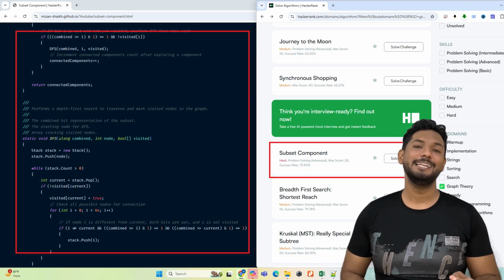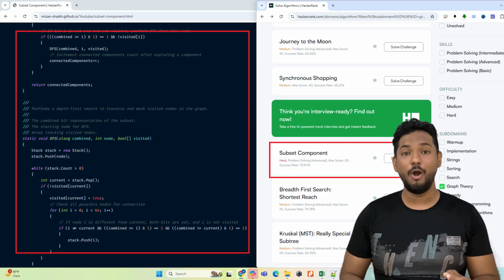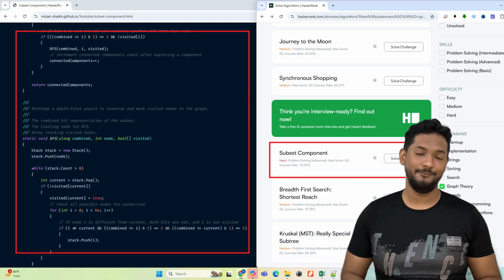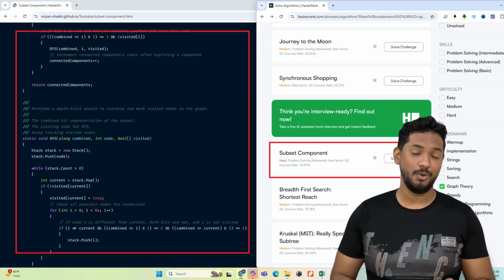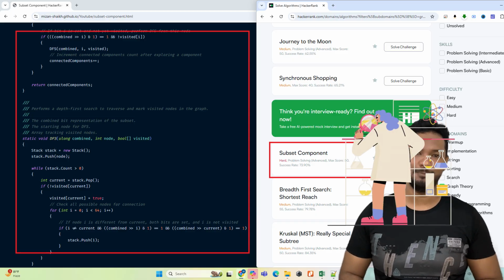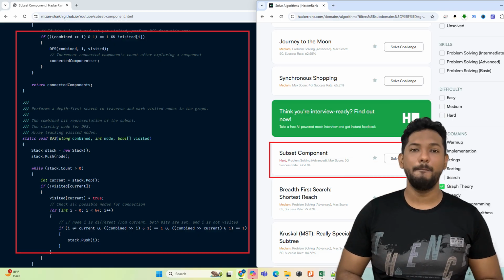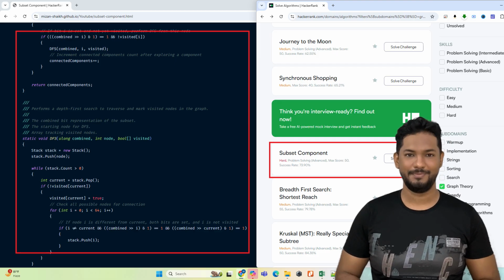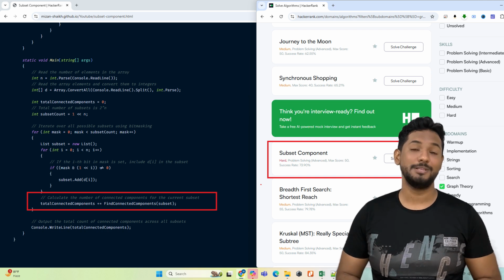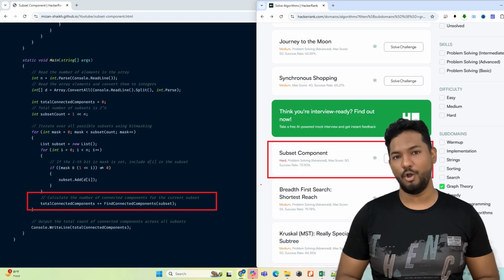And number 4, find connected components. With our combined representation, we can now determine how many connected components exist. For each bit that is set, we check if there are any connections to other set bits. This is where depth first search or DFS comes into play. We'll explore from one set bit to see how many other set bits we can reach, marking them as visited along the way. And number 5, aggregate results. Finally, we will repeat this process for every subset and integrate the results to get the total number of connected components across all subsets.